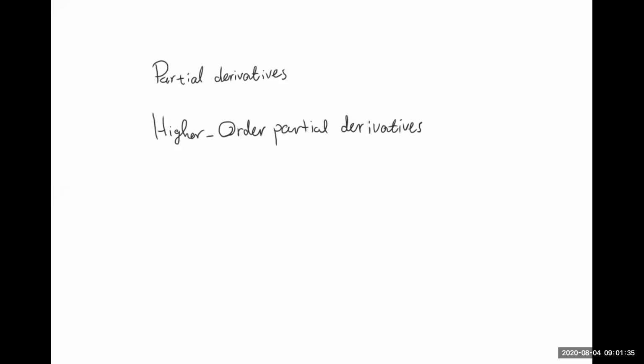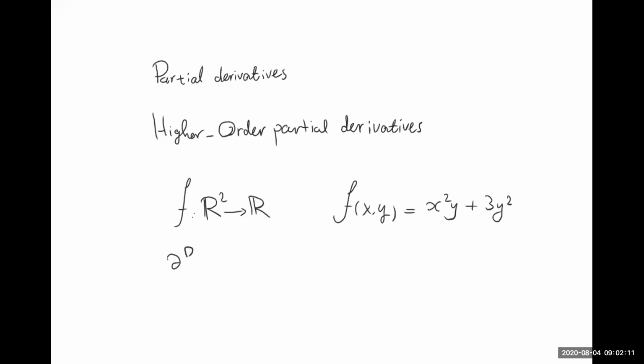So for example, we might have a function, say f, from R2 to R, a function with two variables. We can show the variables with x and y. Suppose the function is x squared y plus 3y squared. Now, I can take the derivative of the function with respect to x. It simply means I should assume y is a constant.